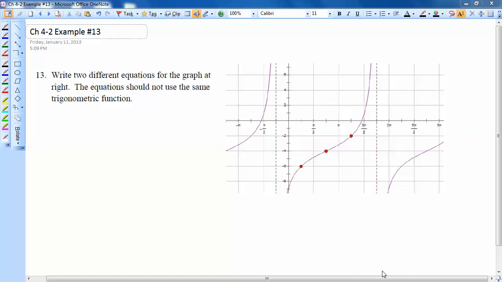So let's try number 13 from the example packet. I'll tell you now, I haven't worked it out yet, so hopefully I get it right. Okay. Now, if you notice, I gave you 3 specific points.